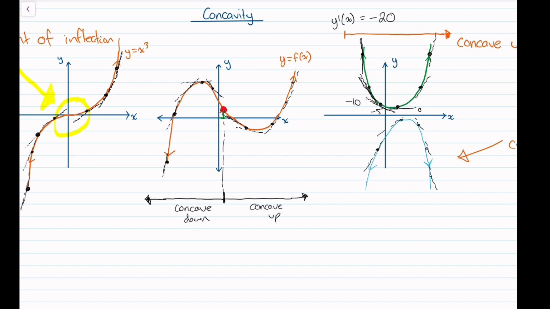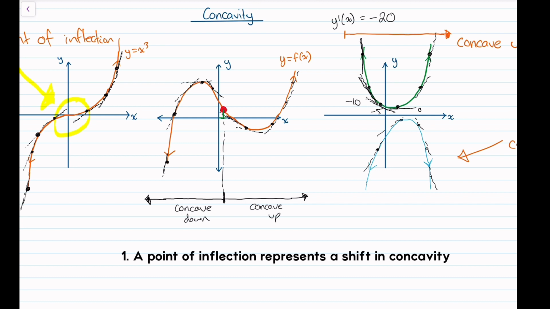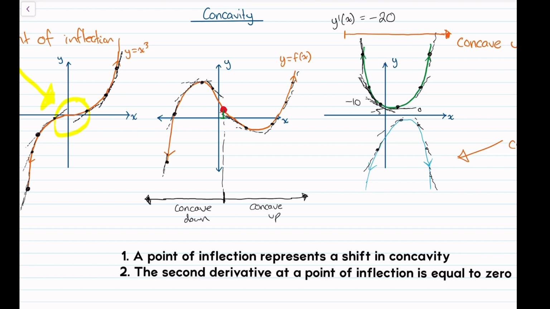So there are 3 main takeaways that you should have gotten from this video. The first takeaway is that a point of inflection is where the gradient shifts in concavity. The second takeaway is that when we find the second derivative at a point of inflection, it is going to be 0.